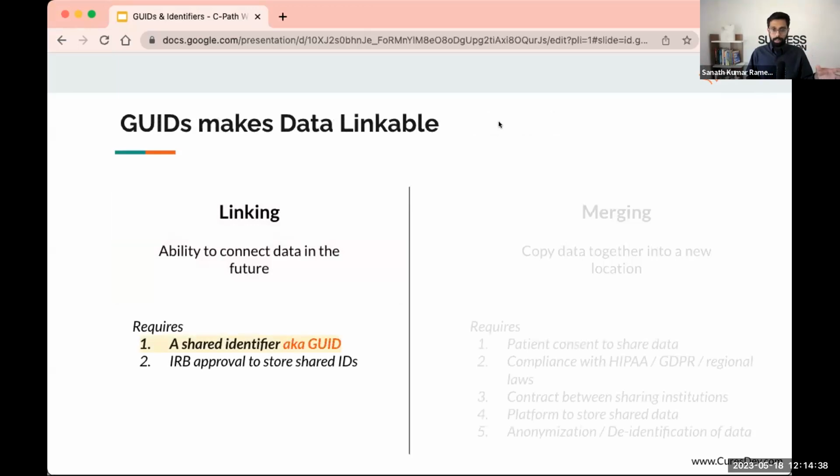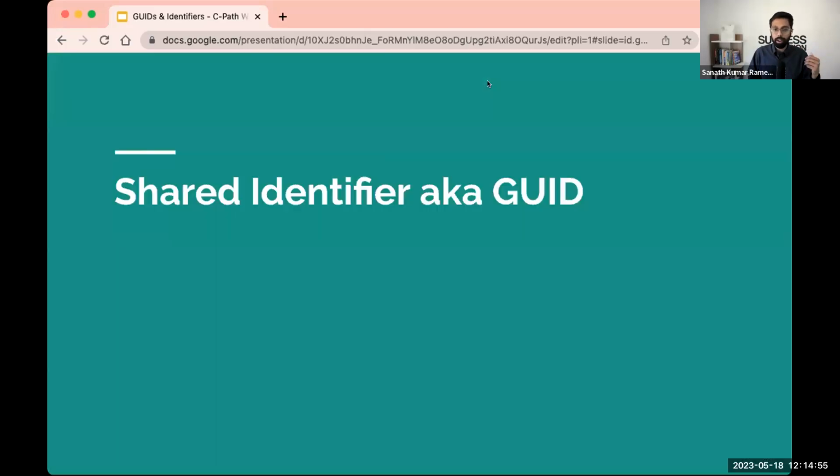To make the data linkable, all you need is a shared identifier. And in the rare disease space, people call this a GUID. I'll talk in a minute about what GUID means and why that is not a good term. But all you really need to keep data linkable is a shared identifier. Now, what is a shared identifier, aka GUID?